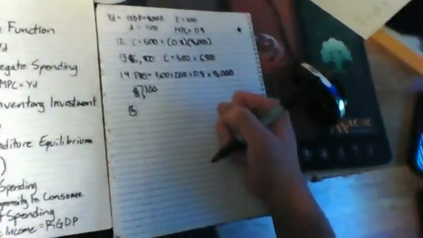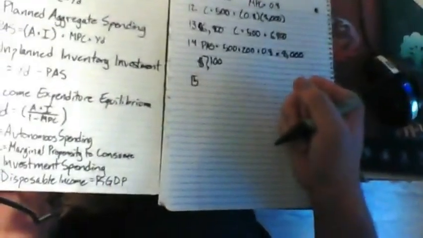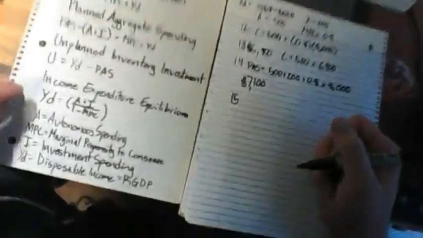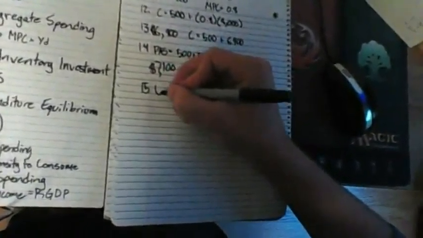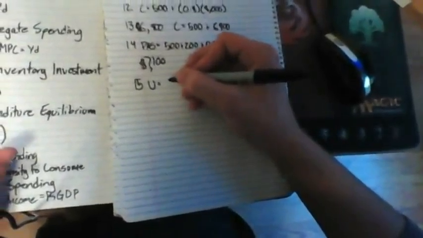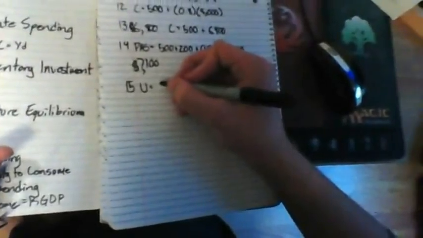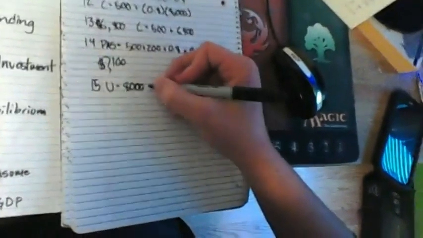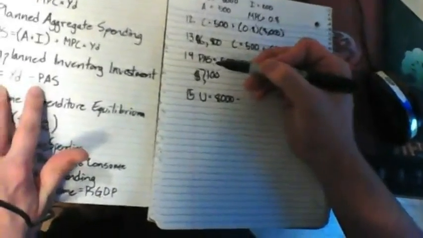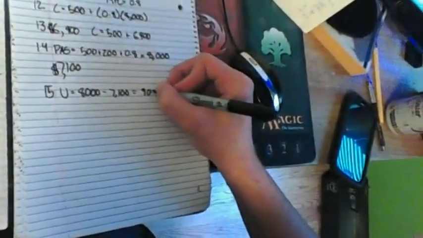Moving on to 15. It asks us how much is unplanned inventory investment. Well, if we look back over here, our unplanned inventory investment is going to be U, which is equal to our YD, or also known as our GDP for this one, $8,000, minus our planned aggregate spending, which is going to be $7,100. So our total unplanned inventory investment is $900.